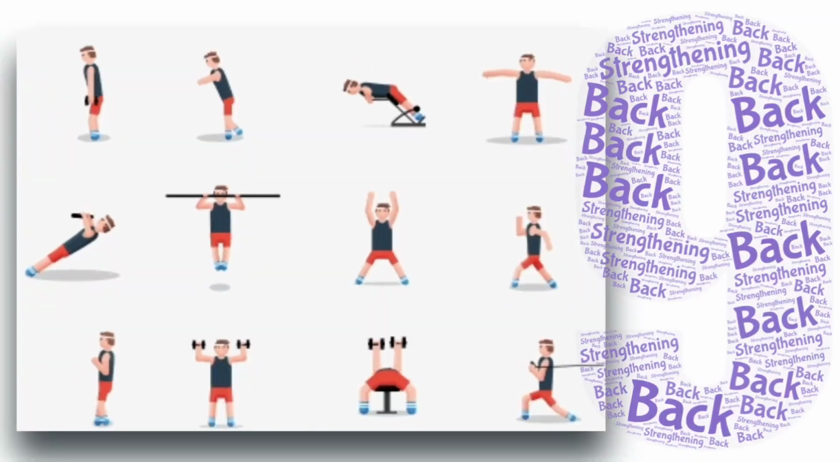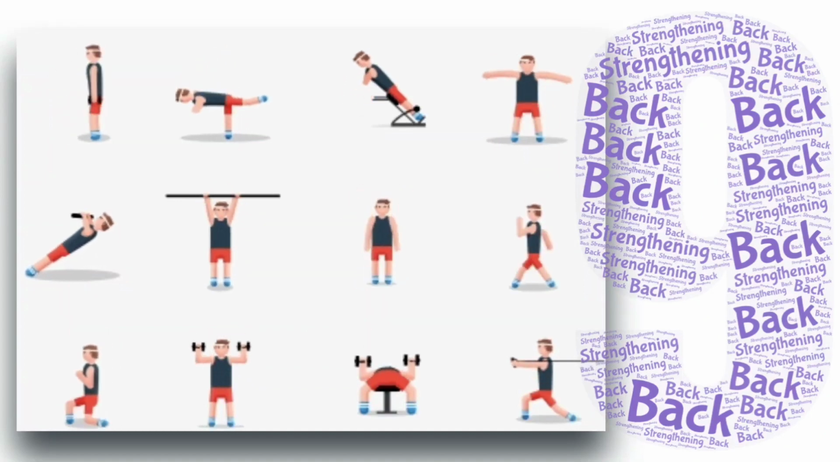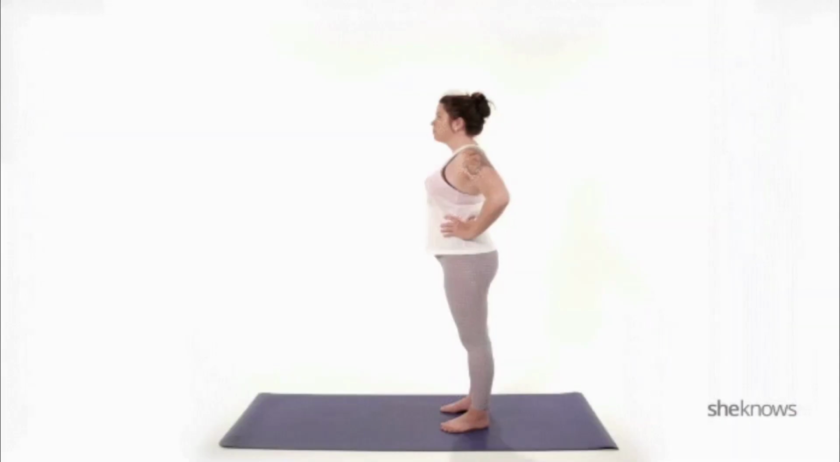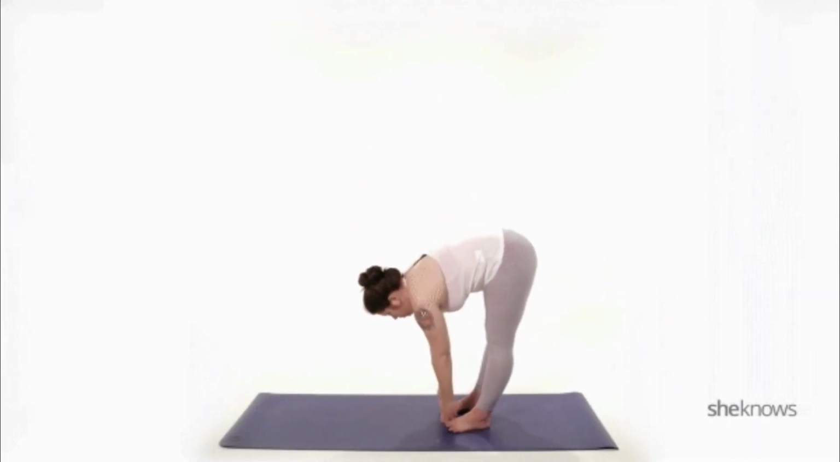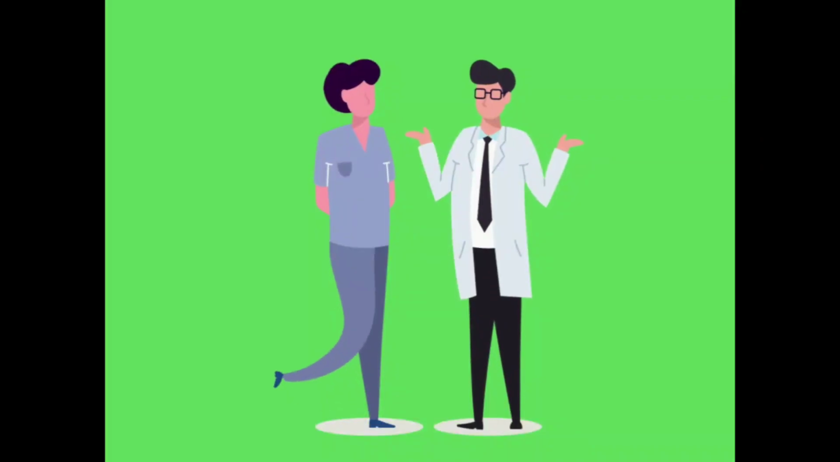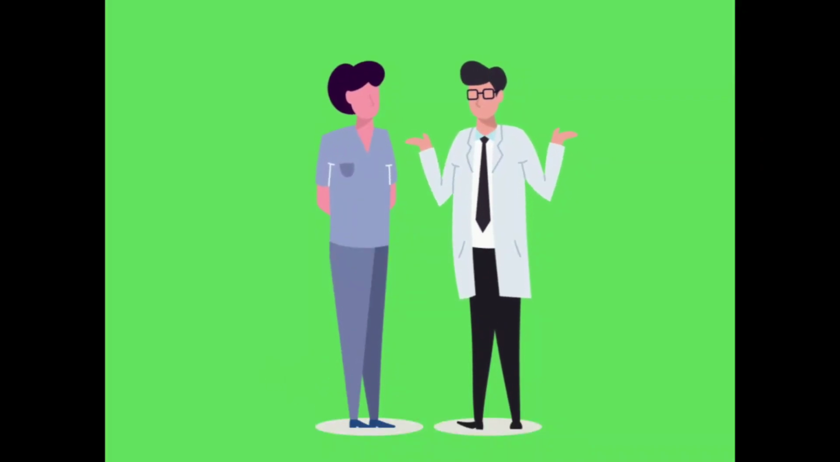Next is strengthening your back. Strength training can help your lower back. In flexion exercises, you bend forward to stretch and strengthen the muscles of the back and hips. In extension exercises, you bend backward to develop the muscles that support the spine. Do talk to your doctor or physical therapist about the exercises that are safer for you.